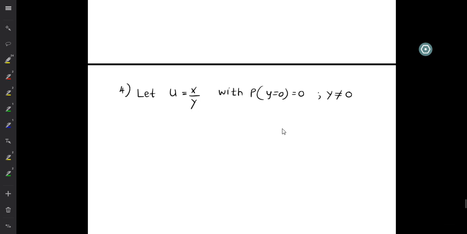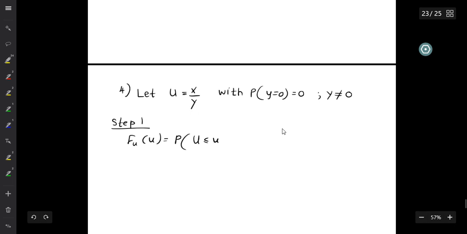Okay, so let's start with the definition again for the CDF. Our F_U(u) will be the probability that U is less than or equal to u, which is the probability that x divided by y is less than or equal to u. If you write the integration, x over y should be less than or equal to u, and you have the joint density.